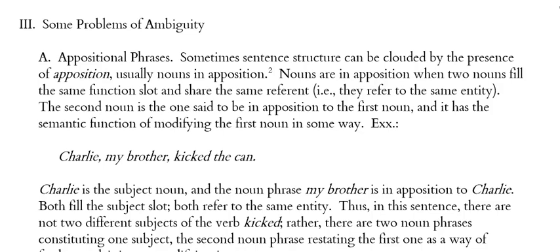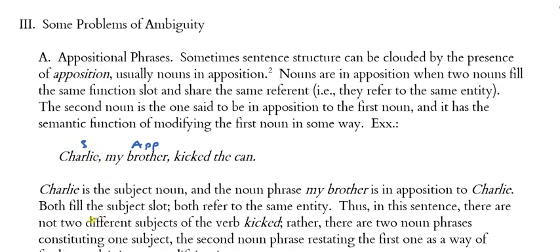So for example here, I have Charlie, my brother, kicked the can. Charlie, my brother, kicked the can. Charlie is the subject noun in this sentence. He's the one performing the action, so he's the subject noun. And the noun phrase, my brother, is in apposition to Charlie. So Charlie is the subject. My brother is in apposition. We would call that noun or noun phrase the appositive, okay? And an appositive is what is in apposition to another noun.